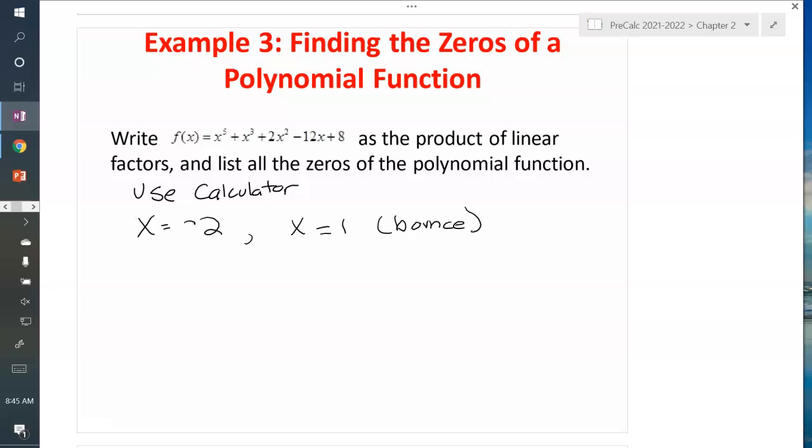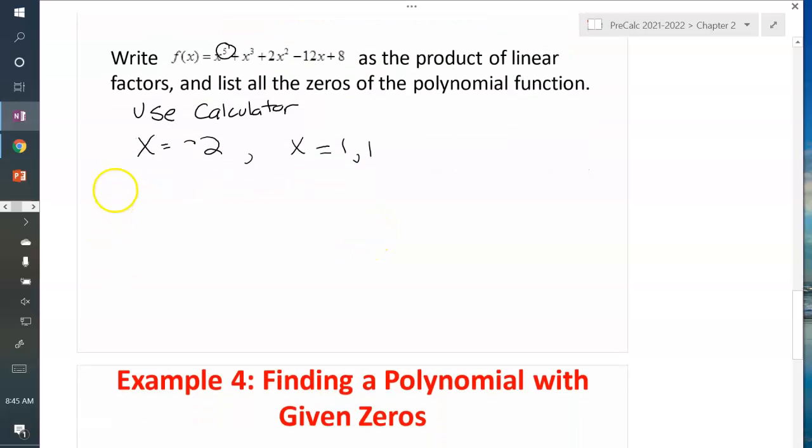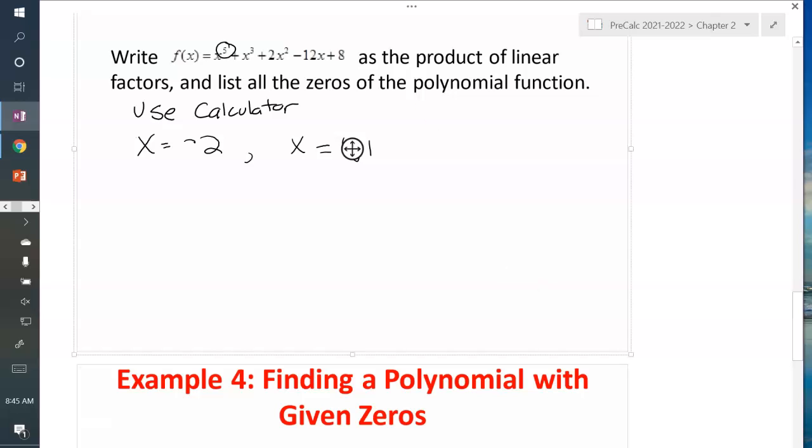So now what I'm going to do is divide these zeros out. Okay, get some zeros from your calculator, divide them out, and you need enough zeros that you can get down to a quadratic. So that means in this case, since I'm starting at x to the 5th, I need to remove 3 zeros. I have a bounce on 1. So I know I have at least 2 there, so I'm just going to do x equals 1 and x equals 1 again. So now using our synthetic division, let's start dividing out.